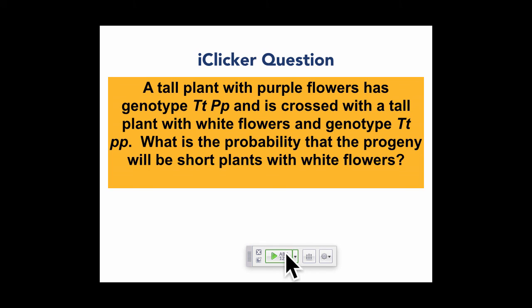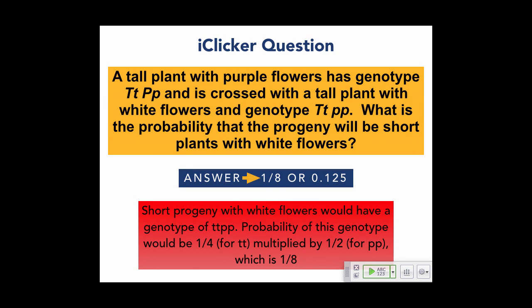Okay, what's the answer? One eighth again. All right. Extract the information from the question. The progeny you're looking for have the two recessive traits, right? So the short progeny with white flowers are going to be homozygous recessive for T and homozygous recessive for P. So here are the two genotypes. If we look at just T, the probability of being homozygous recessive is 1/4 or 25%. And being homozygous recessive for P is 1/2, so it's 1/2 times 1/4 again, or 1/8.